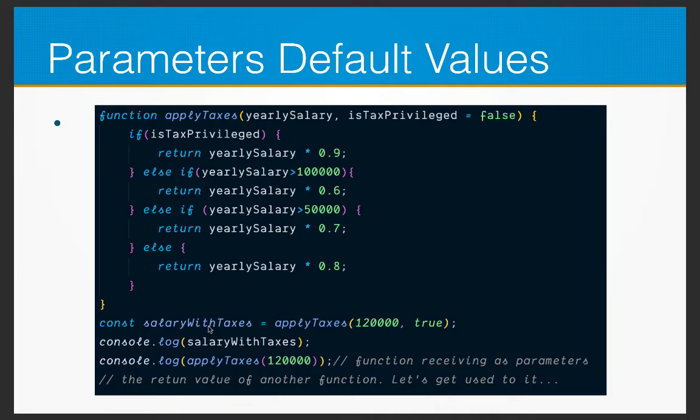As you can see here, the first time I invoke the function, let's say regularly, passing both parameters, and the second time I invoke it passing just the first, confident that there will be no error, and then the second parameter won't be undefined, but it will have the value false.